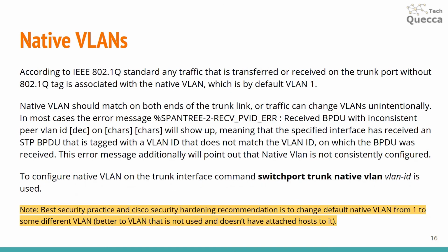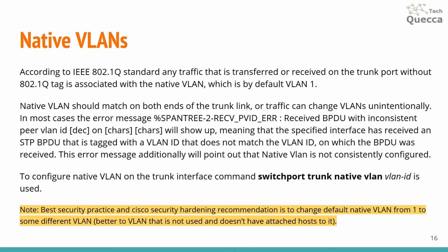Native VLANs. According to the IEEE 802.1q standard, any traffic that is transferred or received on the trunk port without an 802.1q tag is associated with the native VLAN, which is by default VLAN 1. The native VLAN should match on both ends of the trunk link, or traffic can change VLAN unintentionally. And in most cases, the error message SPANTREE-2-RECV_PVID_ERR will show up. This message means that the specified interface has received an STP BPDU that is tagged with a VLAN ID that does not match the VLAN ID on which the BPDU was received.